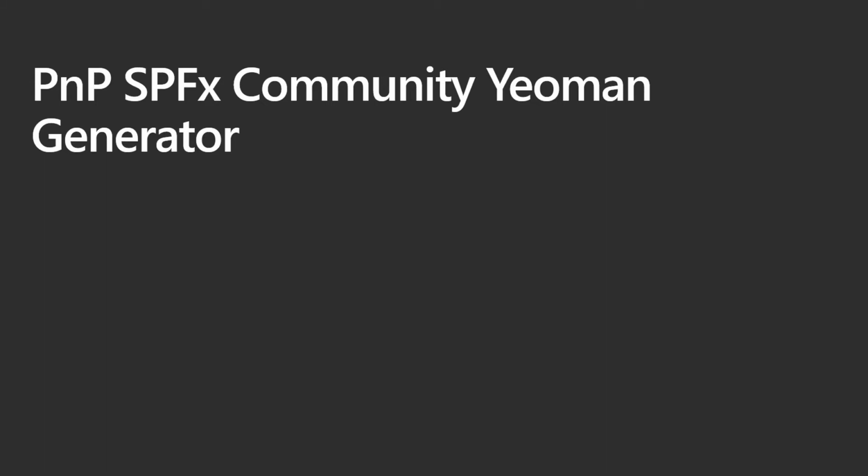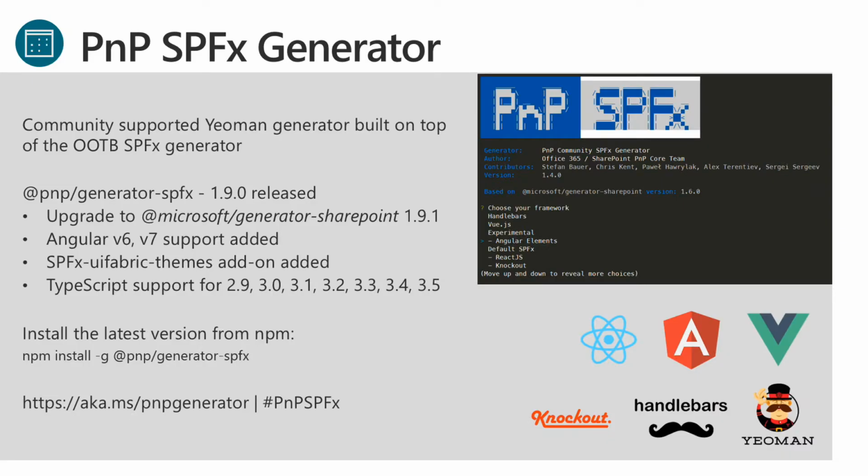SPFx Community Yeoman generator, which is the generator which extends the out-of-the-box Yeoman generator with new options and capabilities like Angular. And as part of the 1.9 release, it is now supporting Angular 6 and Angular 7. And that's actually pretty cool. It also has native TypeScript support for 2.9, 3.0, 3.1, 3.2, 3.4, and 3.5.